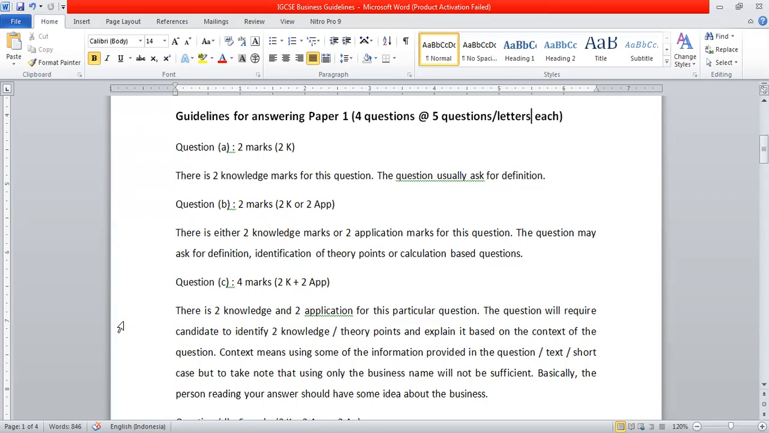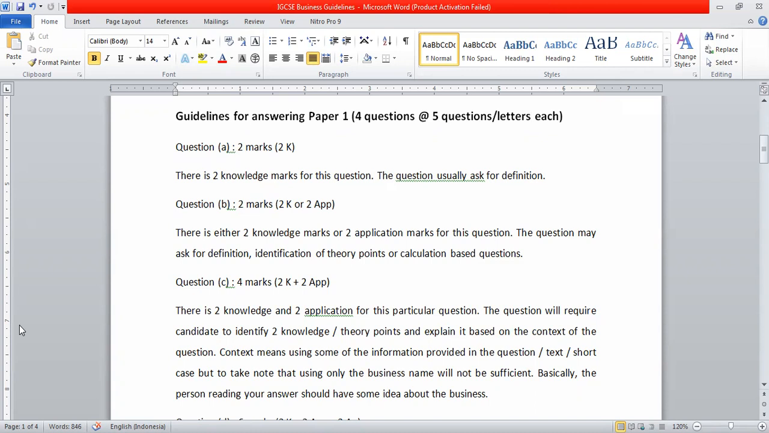The question will require candidates or students to identify 2 knowledge or theoretical points and explain them based on the context of the question. Context means using some of the information provided in the question or text or short case, but take note that using only the business name will not be sufficient. I will show you what context means when we go back to the PDF file.